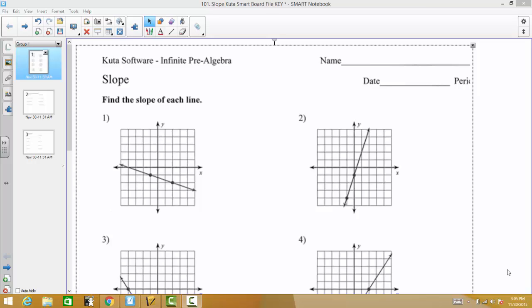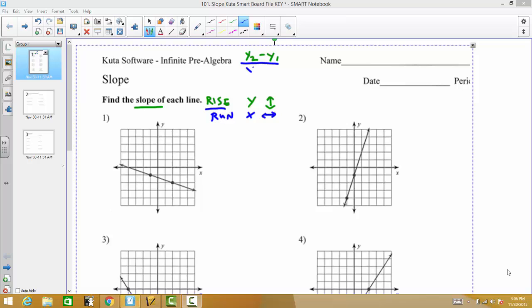love of slope. So you have this worksheet, and you're going to think of slope as rise over run. Rise is the change in y, how far up or down, and run is the change in x, how far side to side. We also do have the formula y2 minus y1 over x2 minus x1, and we will be applying this on the back of this page when we get to that section.